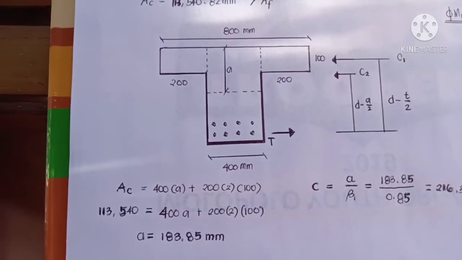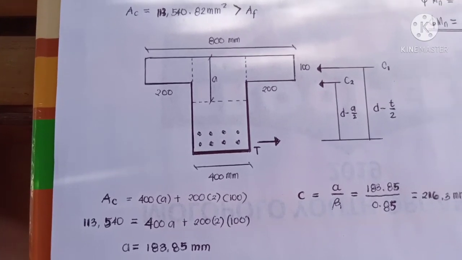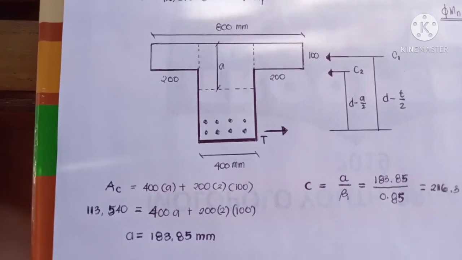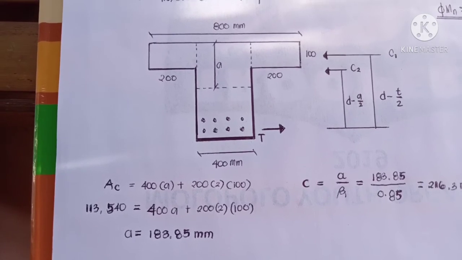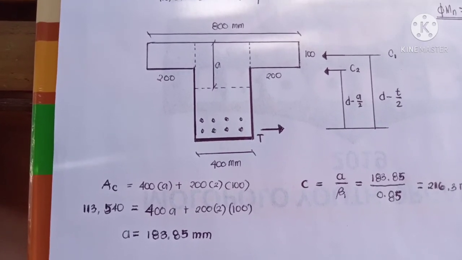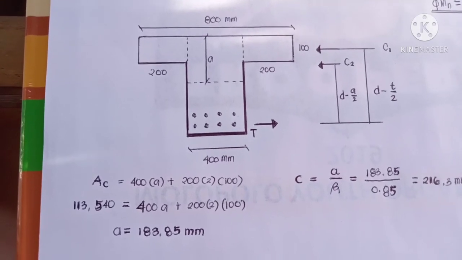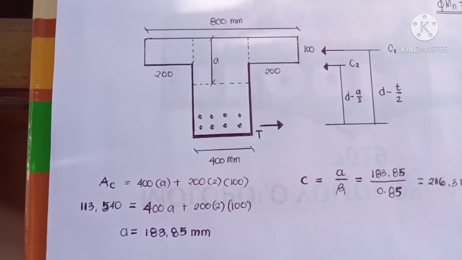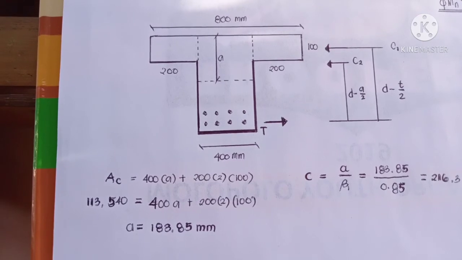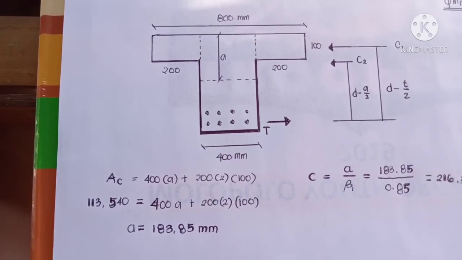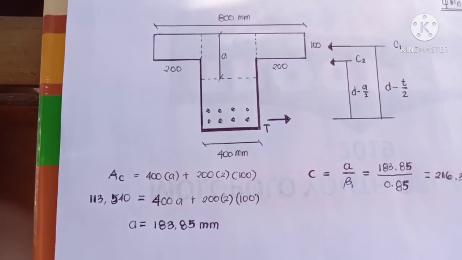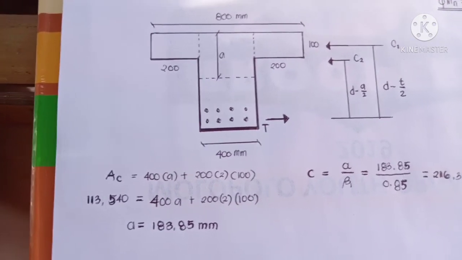Now, let's compute for the value of a. We have here the formula Ac equals 400 times a plus 200 times 2 times 100. Substituting the values, we have here the value of a as 183.85 mm.